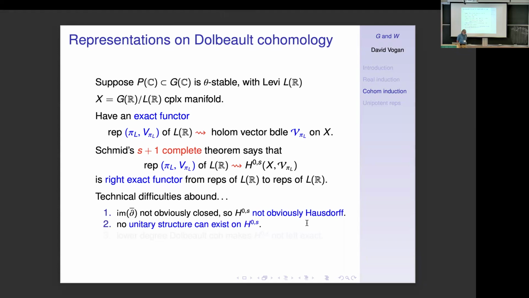Even if you can prove that the image of d-bar is closed, so that there's a natural Fréchet structure on the Dolbeault cohomology, it cannot carry a unitary structure. And the possibility of lower degree cohomology means that this functor is not left exact, so it's not exact. So these are the problems.